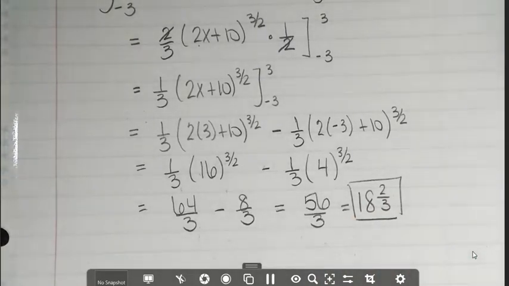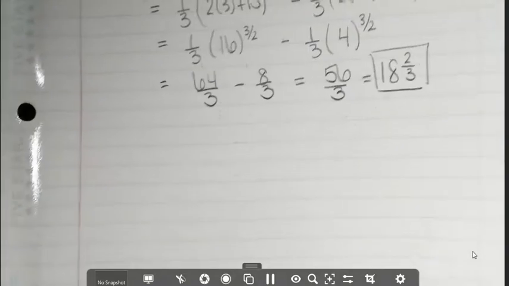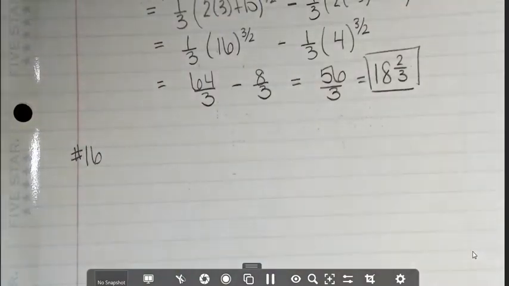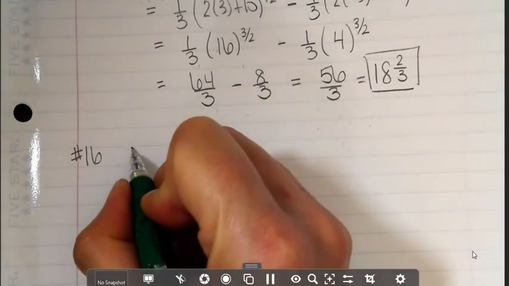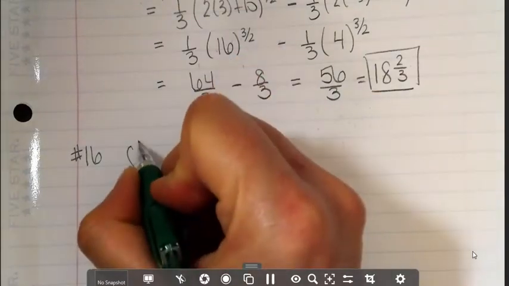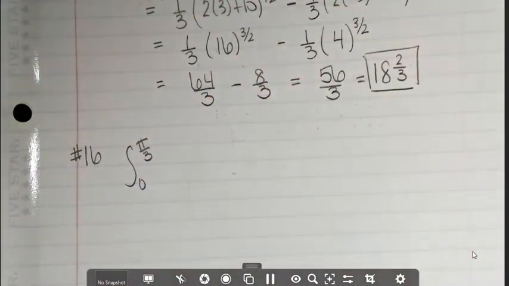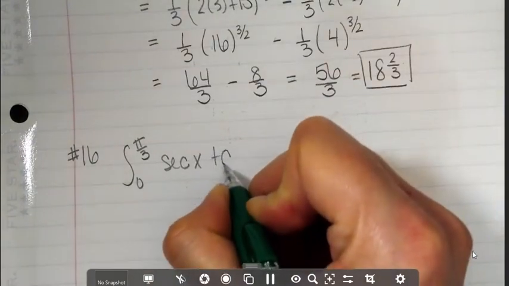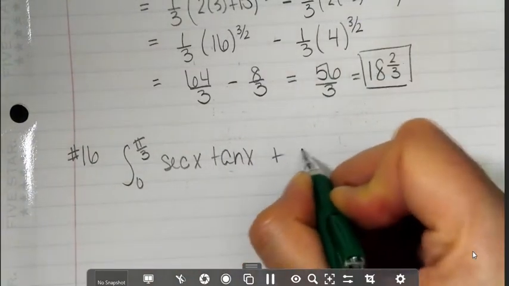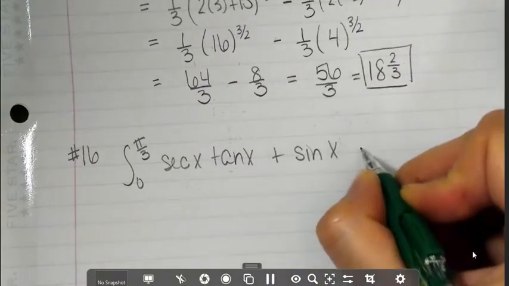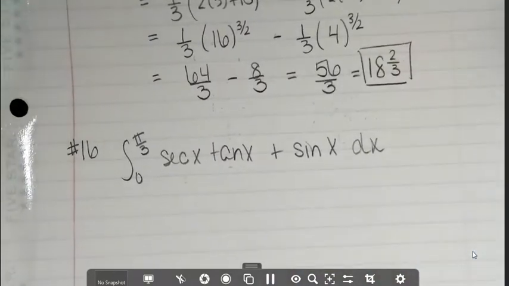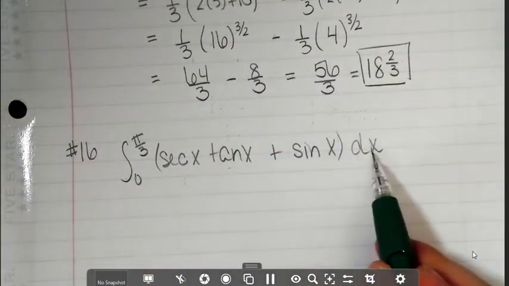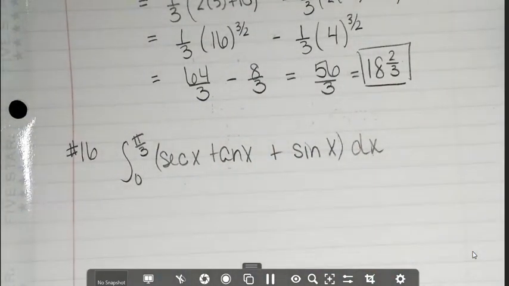Okay, we'll do one more of these. So number 16, we're going to evaluate from 0 to pi over 3 secant x tan x plus sine x dx. Okay, and you might see it like this, because this entire thing is being multiplied by dx.